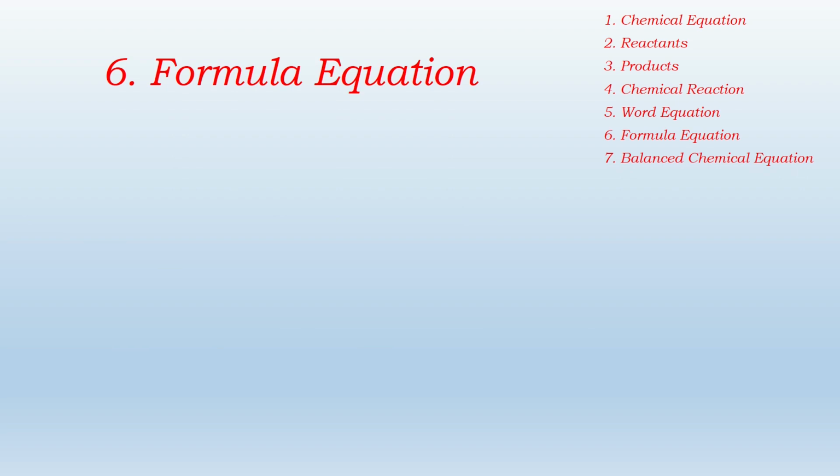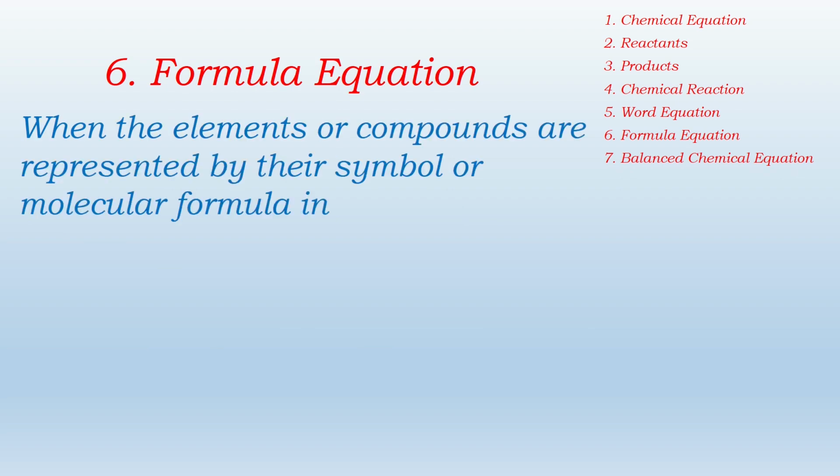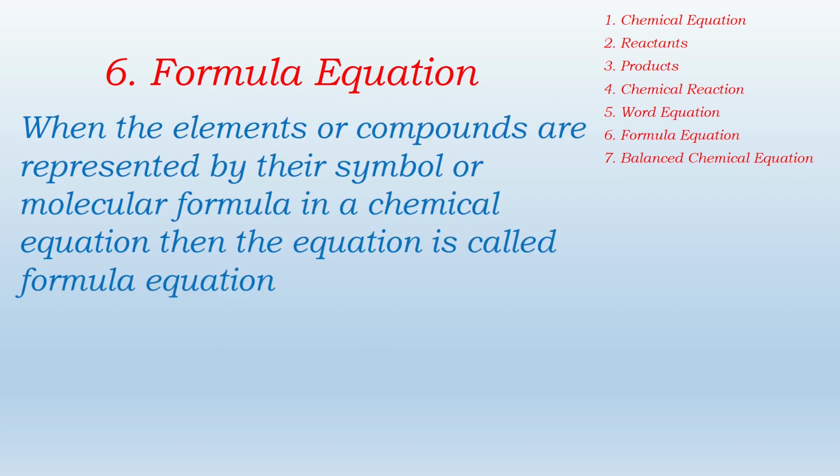Now next, what is formula equation? When the elements or compounds are represented by their symbol or molecular formula in a chemical equation, then the equation is called formula equation. Elements that take part in the chemical reaction are represented by symbols. If these elements are diatomic, then they are represented by molecules. And compounds that take part in the chemical reaction are represented by their molecular formula. Then the equation is called formula equation.